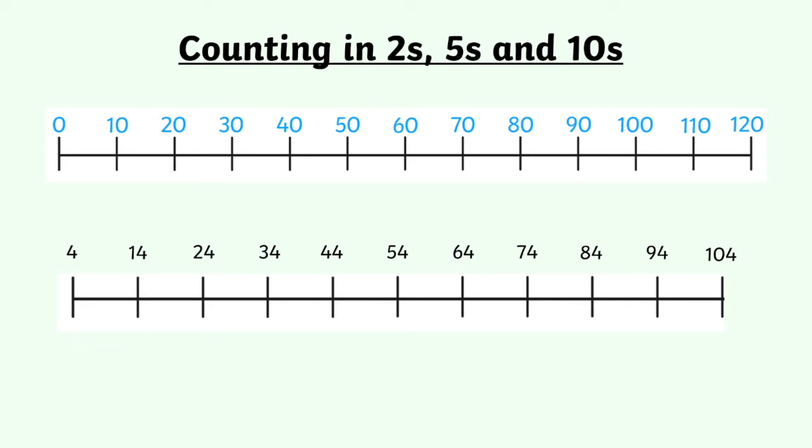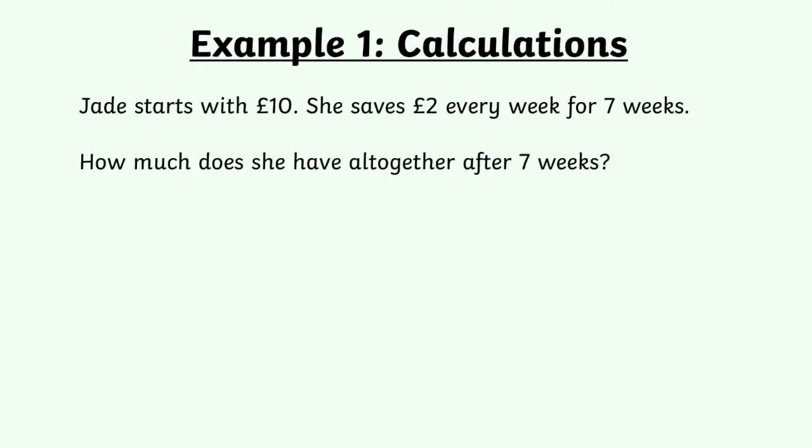So those are the patterns for counting in twos, fives and tens. Let's have a look at some examples of how you can use number lines and counting in twos, fives and tens to help you solve some problems. This first problem. Jade starts with £10. She saves £2 every week for 7 weeks. How much does she have altogether after 7 weeks?